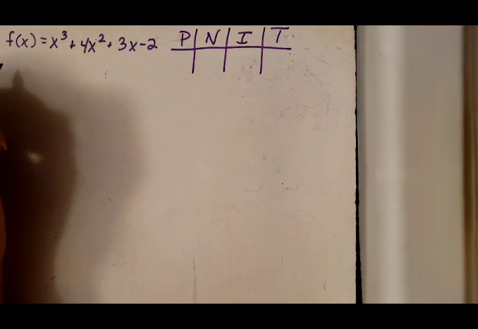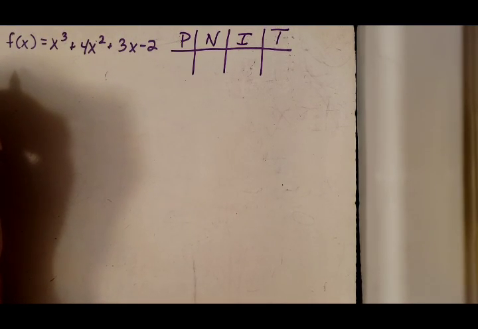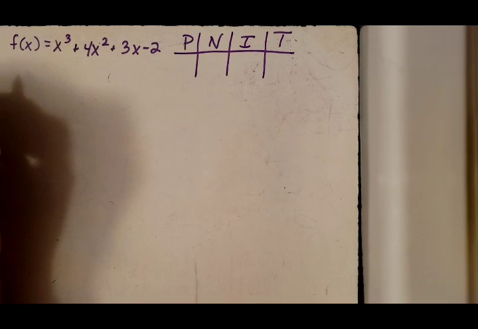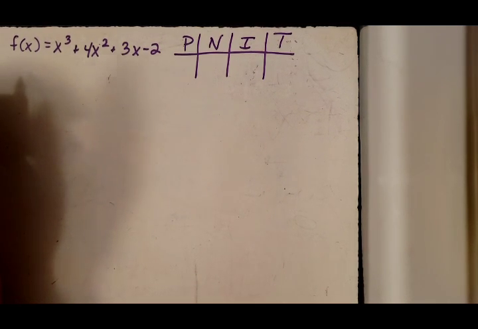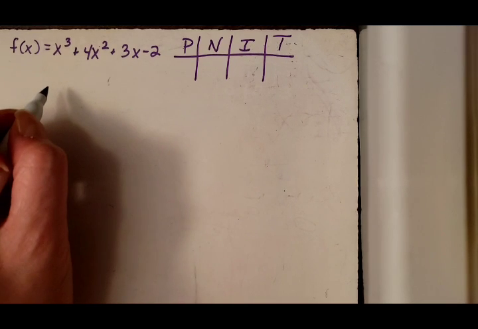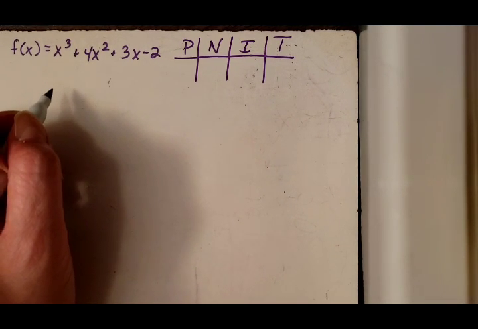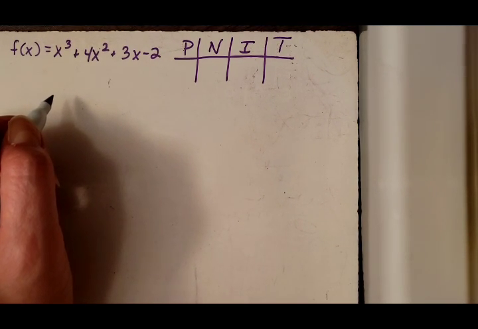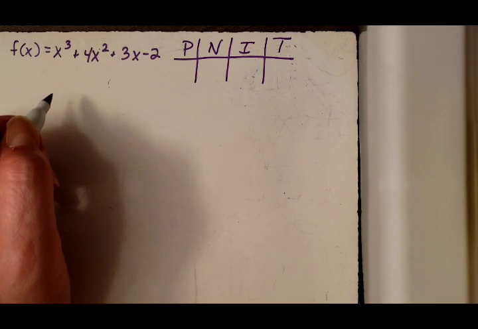Hi everybody, I wanted to give you one more example of solving polynomial functions before I let you practice. Of course, you can always go back and watch the old videos, but sometimes it's nice to hear a new one. So here's our function: f(x) = x³ + 4x² + 3x − 2.